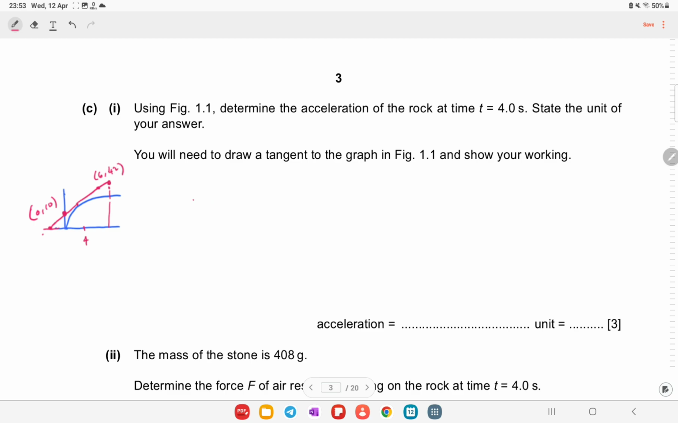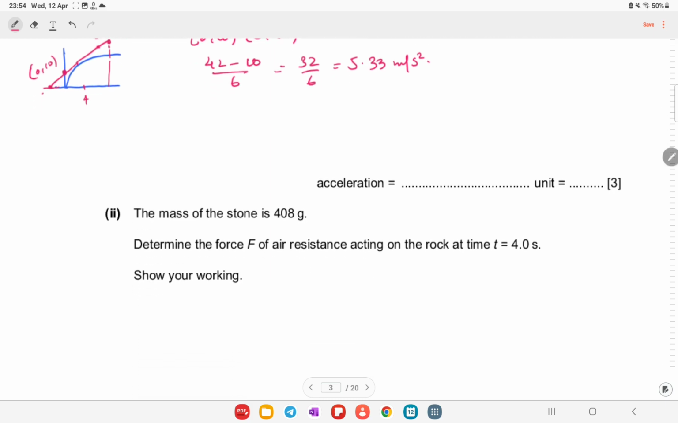So if you apply the formula of the gradient, with the points 0 and 10 and 6 and 42, this is going to be 42 minus 10 divided by 6, which is 32 over 6, which equals 5.33 meters per second squared. So this is going to be your answer.